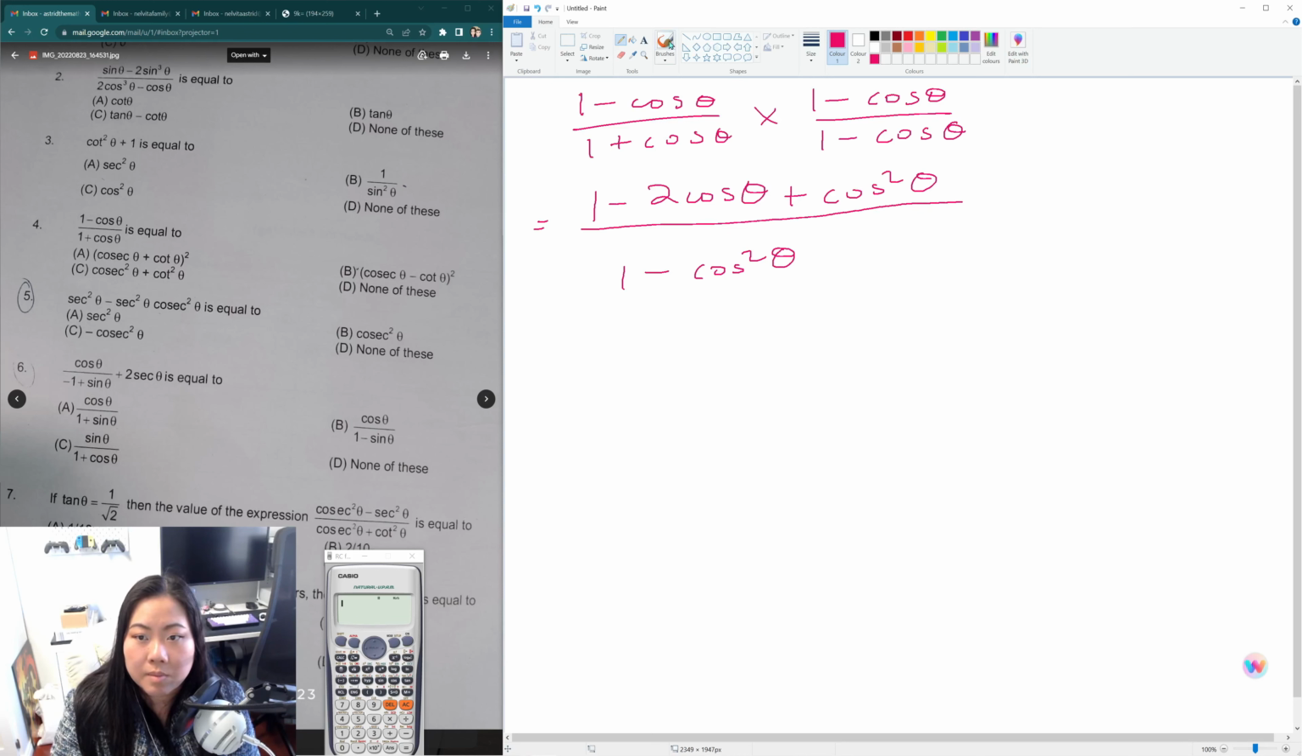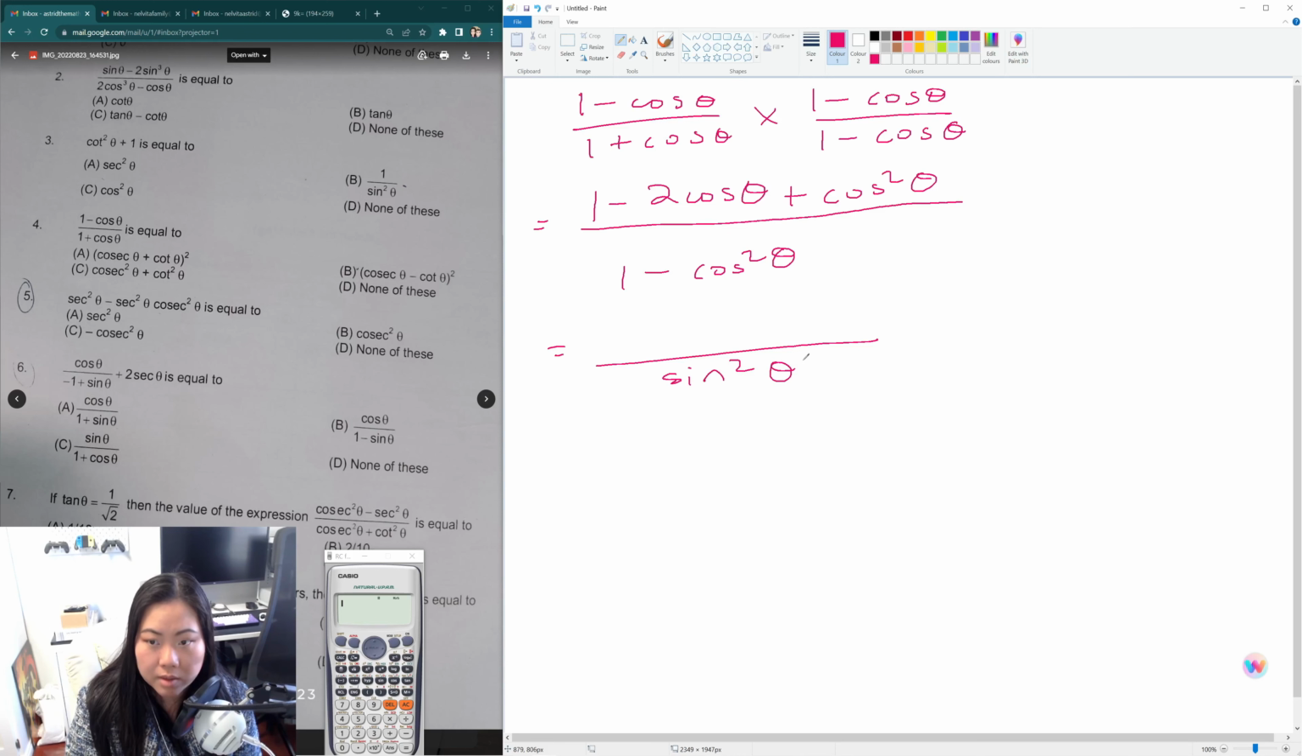Alright, let me just check that. 1 times 1. 1 times minus cos is minus cos, that's minus 2 cos, and then plus cos squared theta. Yep. Okay. 1 minus cos squared theta I know is sine squared theta. There you go. And the top will be the same.